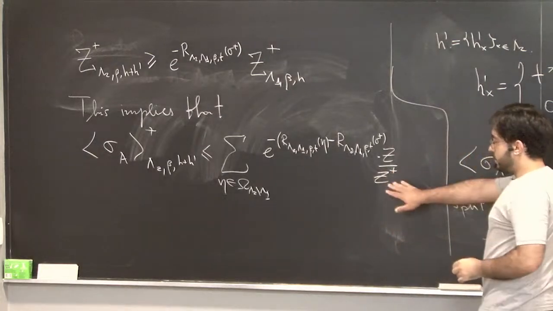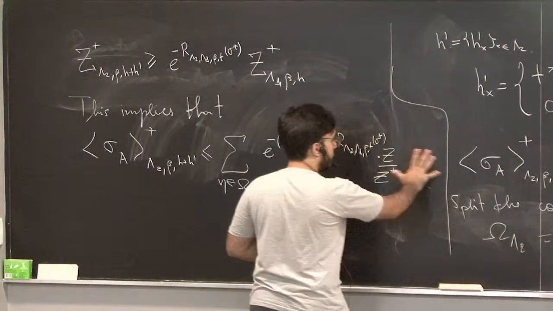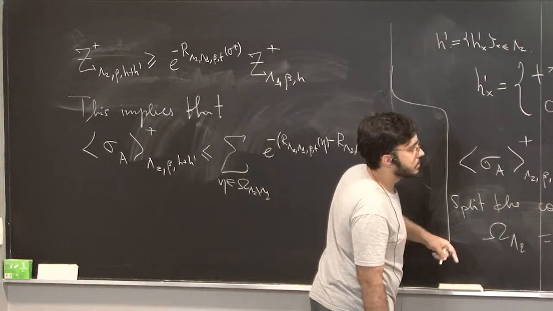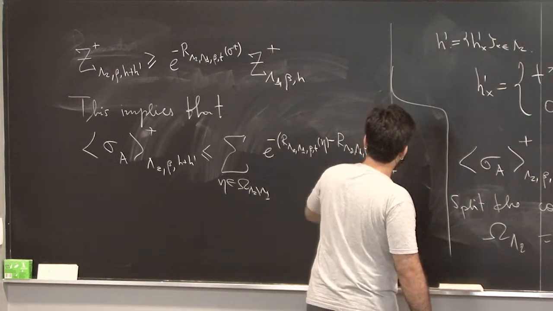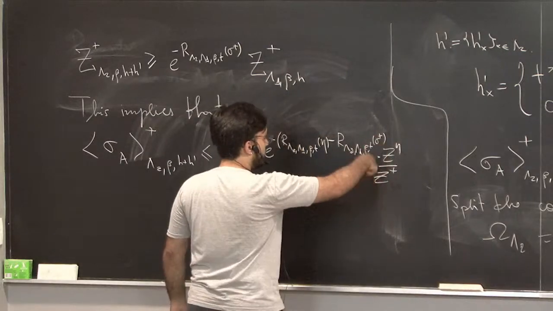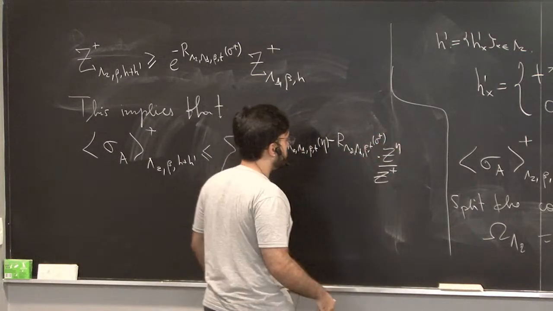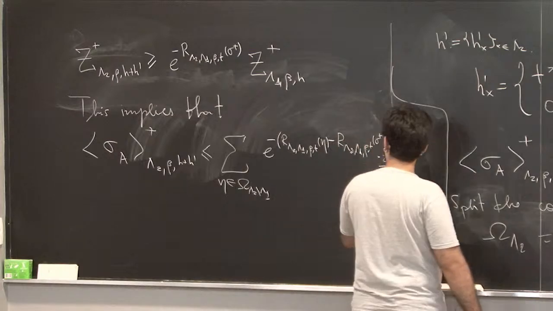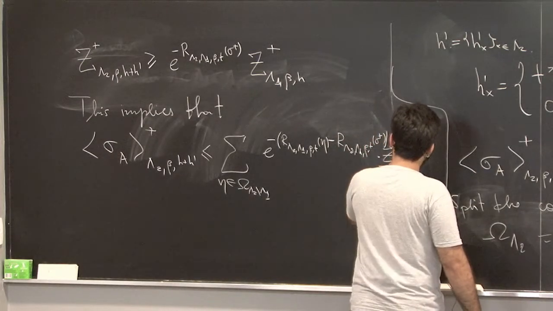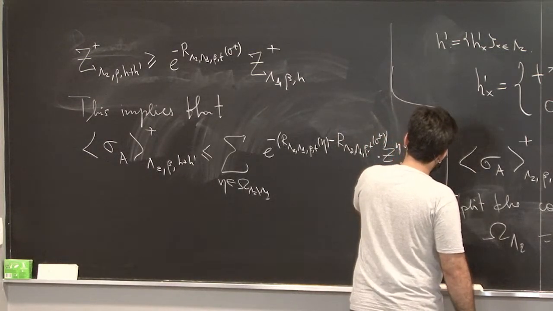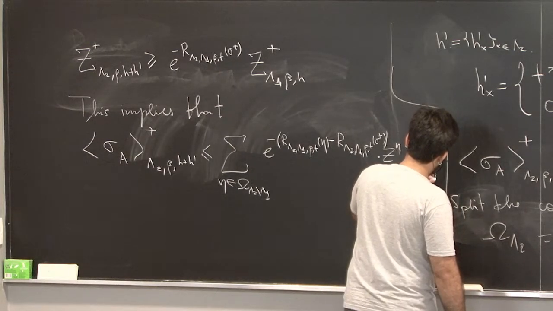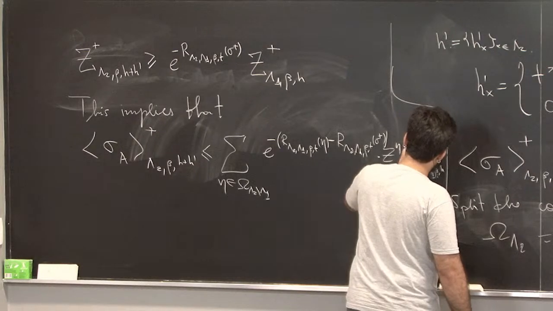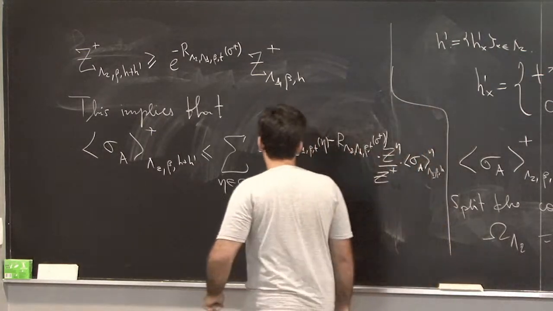So I will not write the indexes here, so I have space. I don't want to erase this part. So I have like this. So a ratio between two partition functions, okay? Times sigma a lambda 1 beta h with boundary condition eta.